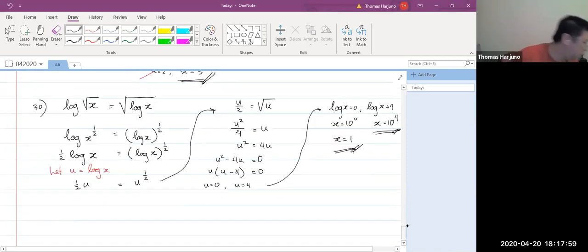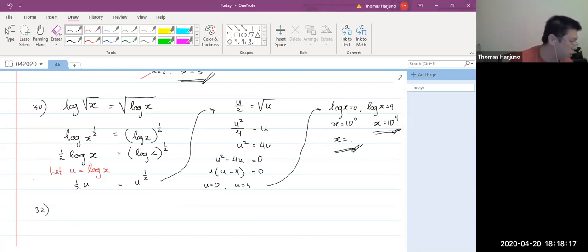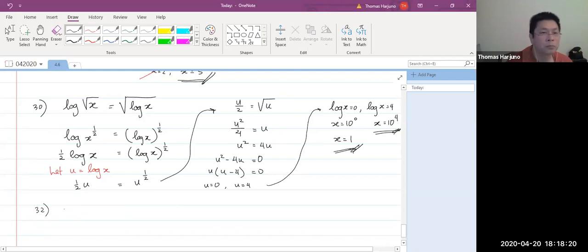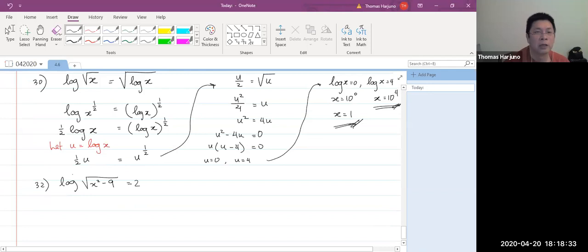That's for number 30. Number 32 is actually quite simple. I don't even think I want to do that, but I'll give you the idea. Just remember, every time you deal with a log equation, you need to check against the domain of the equation. Log of the square root of x squared minus 9 equals 2. Even though it looks complicated, it's actually on the easy side. This is base 10, log of something equals a constant.